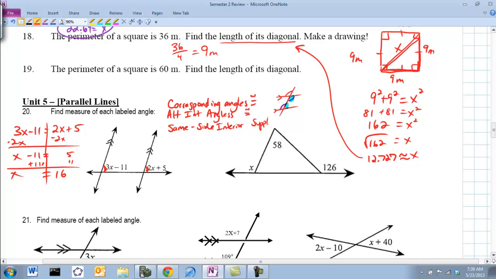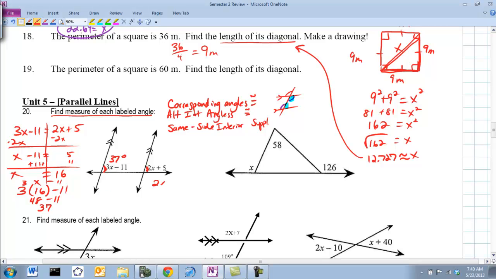Now it's tempting to stop there, but I look back and I read the question again, and it says find the measure of each labeled angle. Well, there's only two labeled angles, and it's these two, so that means I must have to plug that 16 back where the x went. So instead of writing 3x minus 11, I'm going to write 3 times 16 minus 11. And that's 48, and that makes 37 degrees.